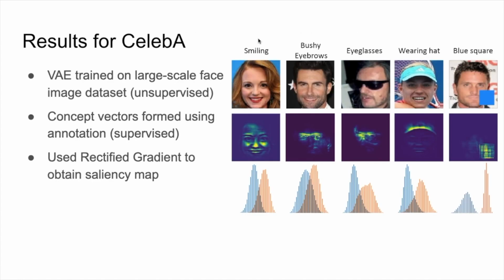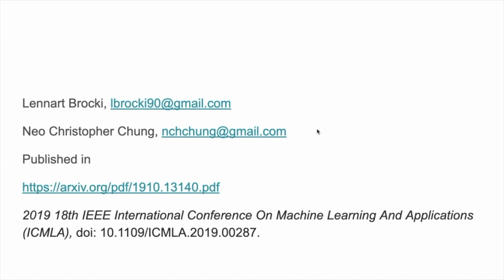And now here are some results from the CelebA dataset, and we see that, for example, the head, the eyeglasses, and the eyebrows get nicely highlighted depending on which concept vector we are choosing. There are much more details about this method on arXiv and also in the proceedings of the last year's ICMLA conference.